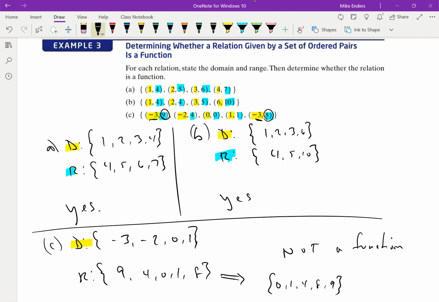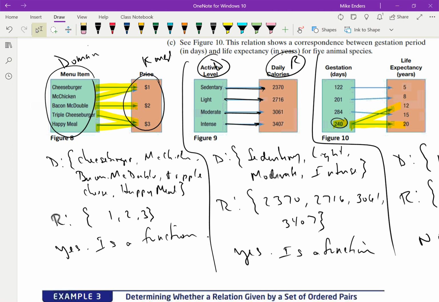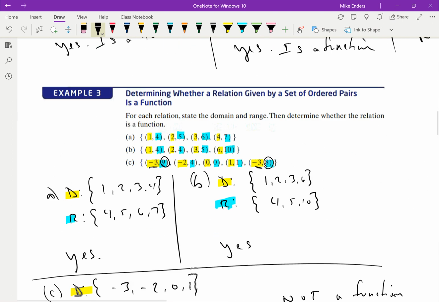Okay? So what we take a look at then is in example 2, we had maps and trying to figure out what's our domain and what's our range. So domain is the first items, range the second items. Domains are our inputs, ranges are our outputs. So tell me what you want on the menu, I can tell you what the price is. Tell me what your activity level is, and I'll tell you what your basal metabolic rate is. Tell me the gestation number of days, and I'll tell you what the life expectancy is in years.